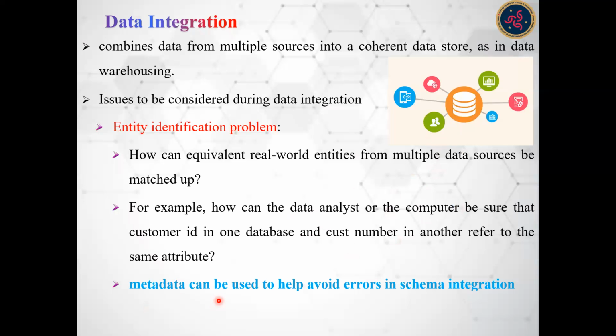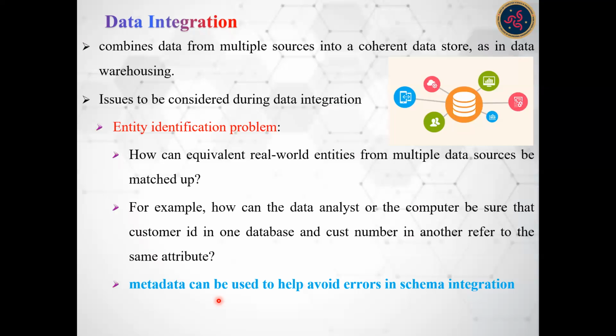Okay, so what is this metadata? It will include the attribute name, the meaning of that particular field, the data type, and the range of values that are permitted for that particular attribute, that is, which values can be entered, and whether null values are permitted in that particular field or not. So here metadata can be used to help avoid these errors while doing data integration.